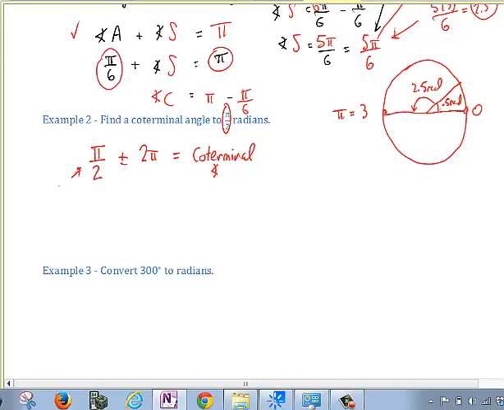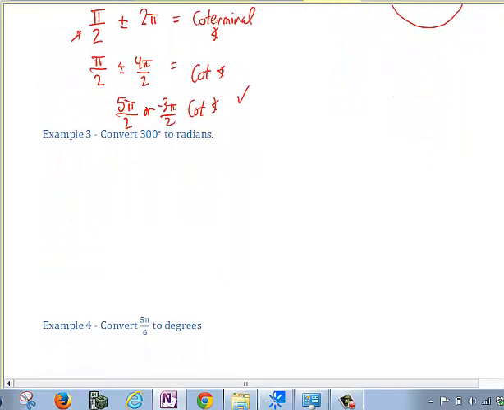So based on the angle I give you, you find the common denominator. So this would be 4 pi over 2. So your coterminal angle would be pi over 2 plus or minus 4 pi over 2, which is like saying 5 pi over 2 or negative 3 pi over 2.